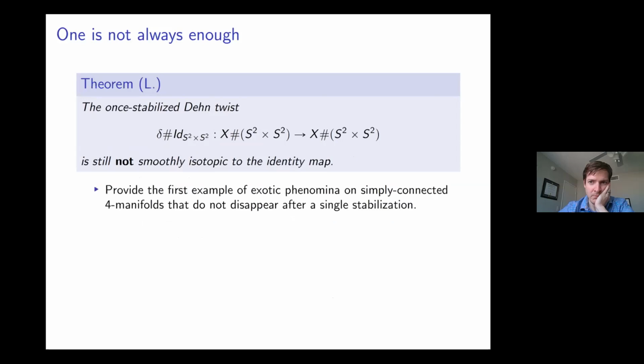As far as I know, this theorem provides the first example of an exotic phenomenon on a simply connected four-manifold that does not disappear after a single stabilization. Well, as I said, I'm not an expert in this area, so please feel free to correct me if that's not true. I would be curious to know if there are any earlier instances of such a thing in the simply connected case.